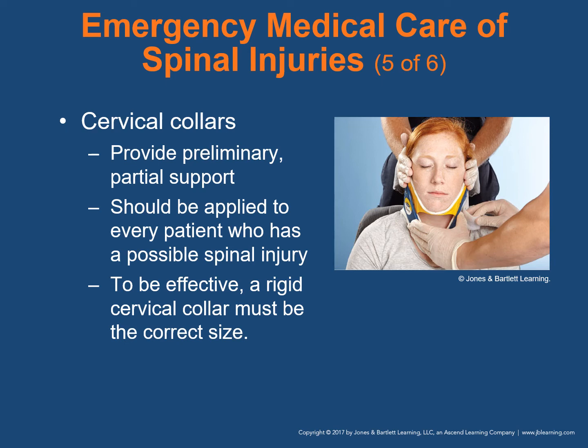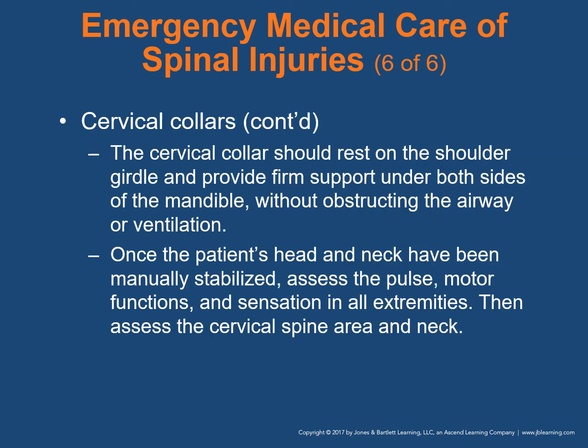To be effective, a rigid cervical collar must be the correct size for the patient. The cervical collar should rest on the shoulder girdle and provide firm support under both sides of the mandible without obstructing the airway or ventilation. Follow the steps in skill drill 28-2 in your text. Once the patient's head and neck have been manually stabilized, assess the pulse, motor functions, and sensation in all extremities. Then assess the cervical spine area and neck.